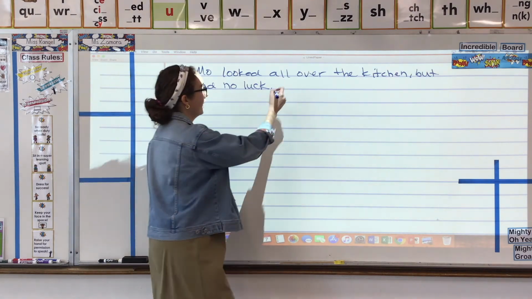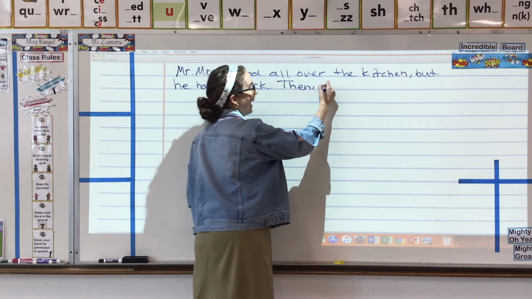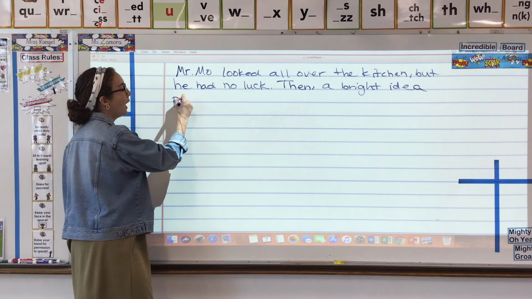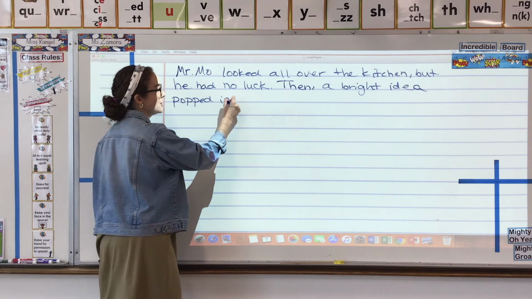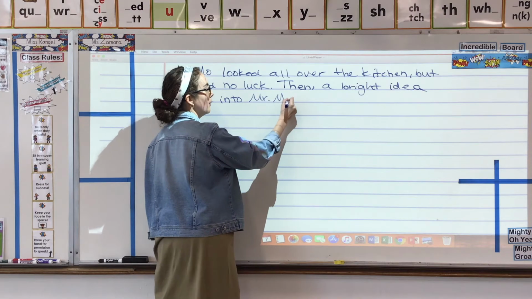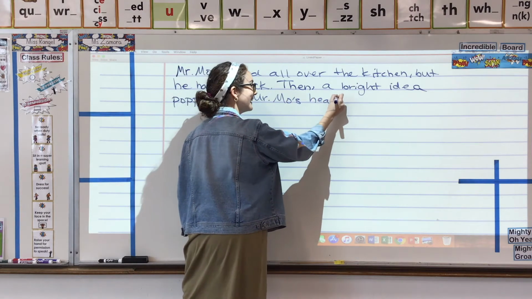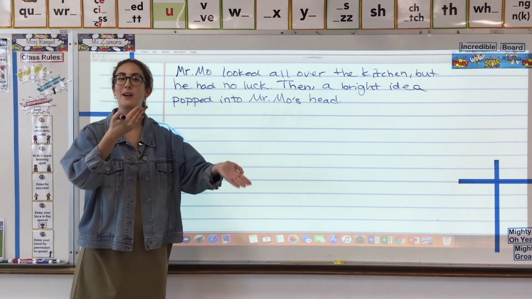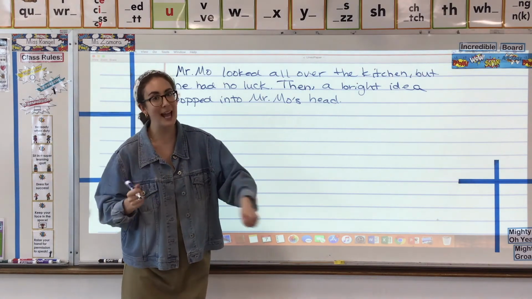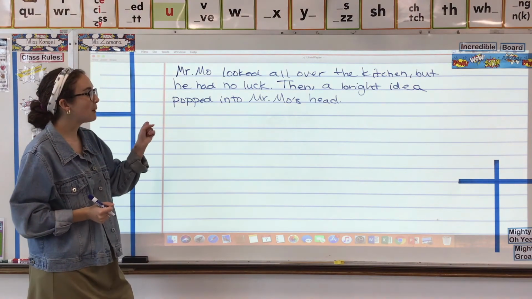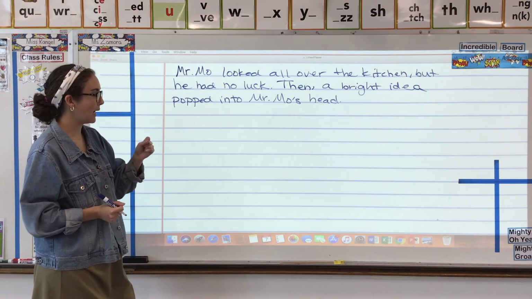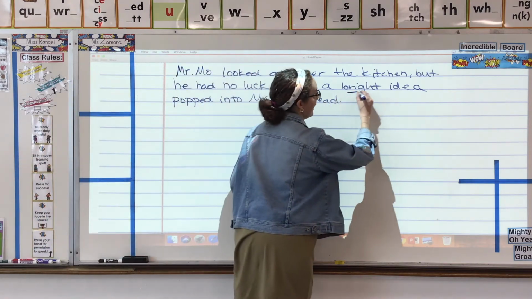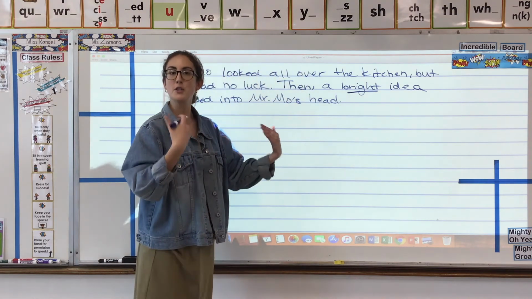But then a bright idea popped into Mr. Mo's head. So I'm including this "then" part to show that the story's changing. There's a happy ending that's coming. Mr. Mo looked all over the kitchen, but he had no luck. Then a bright idea popped into his head. And I made sure to say bright idea. Describe the idea.